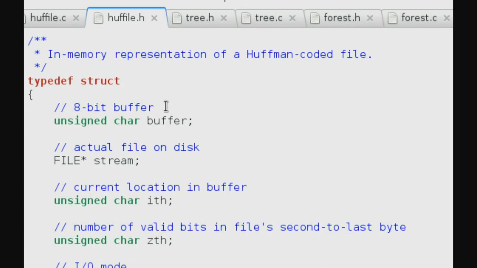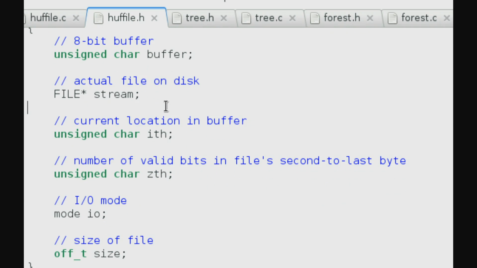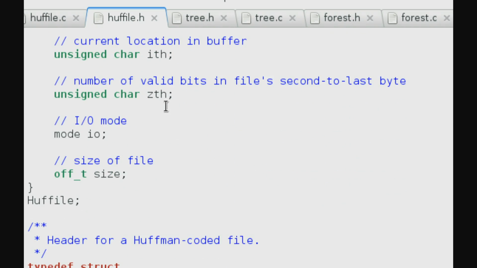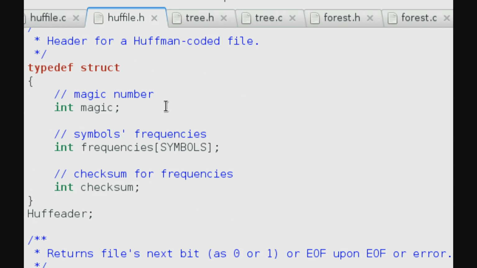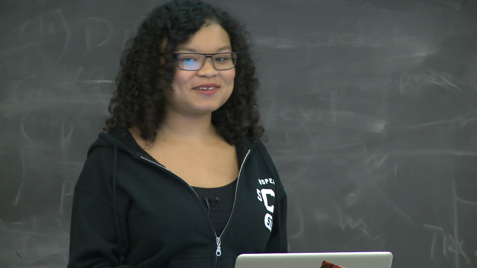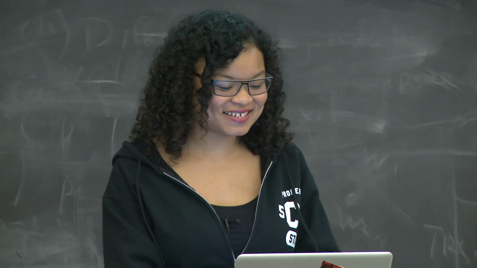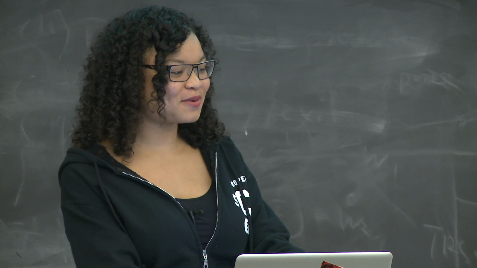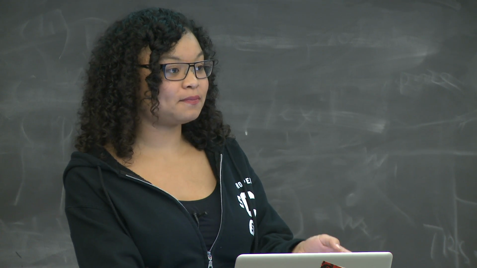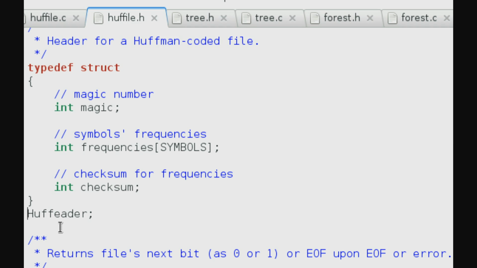Then here we have a struct for a Huffman encoded file. So there are all of these characteristics associated with a Huff file. And then down here we have the header for a Huff file, which we call Huffheader instead of adding the extra H because it just sounds the same anyway. Cute. Anyway, we have a magic number associated with it. So if it's an actual Huff file, it's going to be the number up above, the magic one.